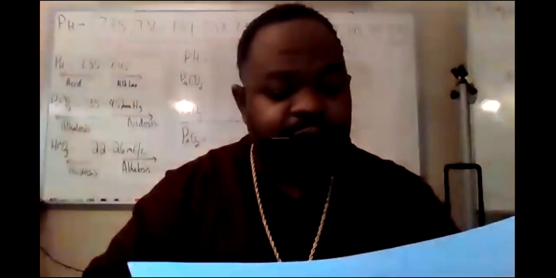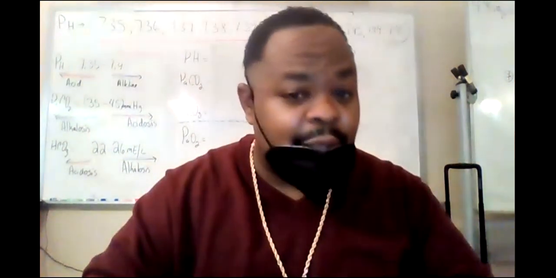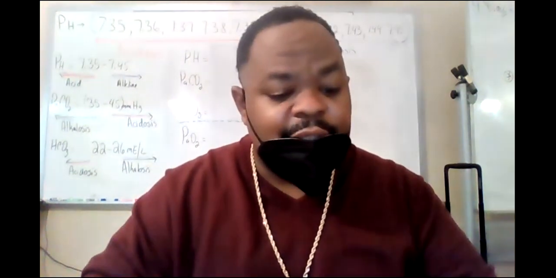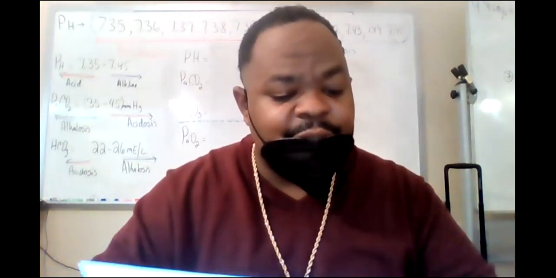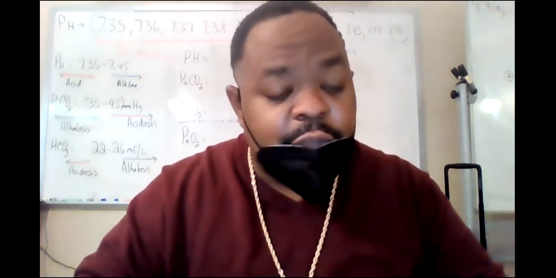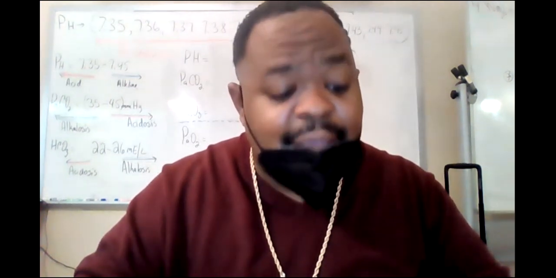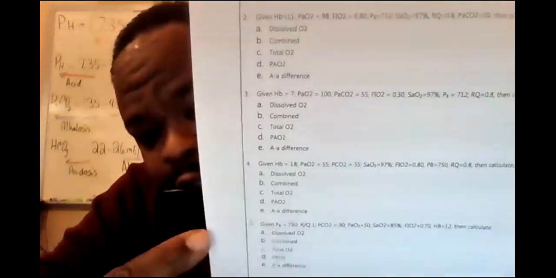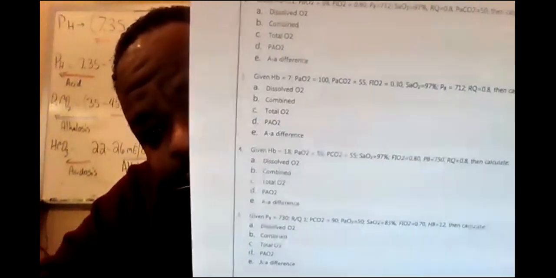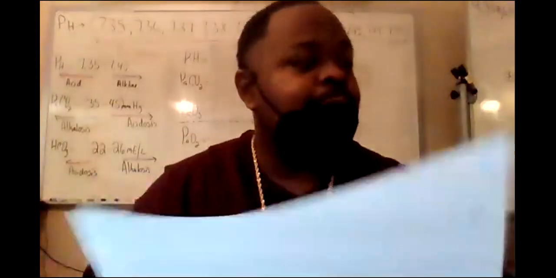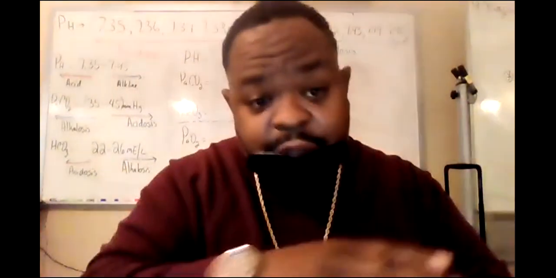Homework number 3 talks about the dissolved O2 and combined O2 and calculating dissolved, combined, and total. Then you have to do the alveolar equation and the A-a gradient. See that? All of them are there. They want to know what's dissolved, how much is combined, what's the total, and then the P big AO2, which is your alveolar equation, and then tell me the A-a gradient using the values they give you.